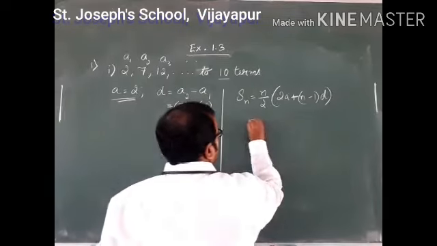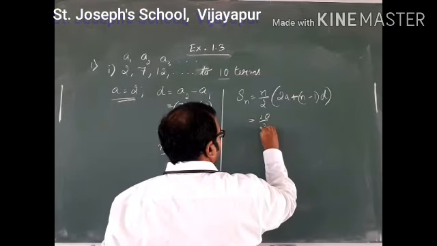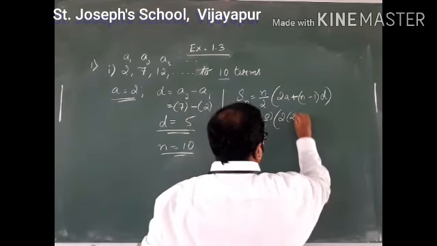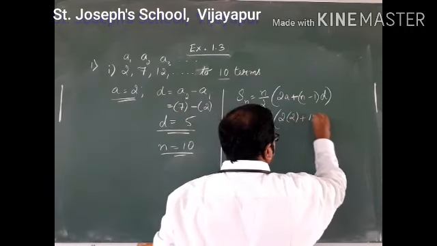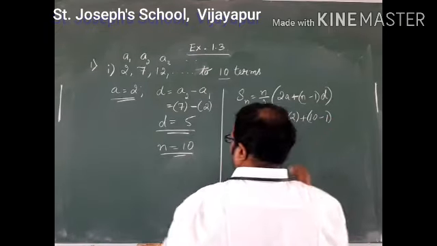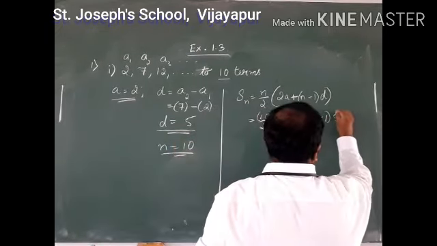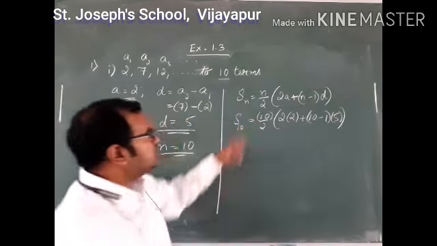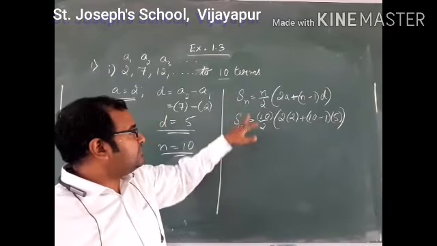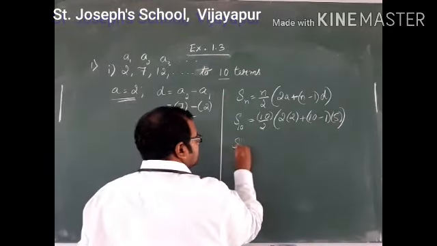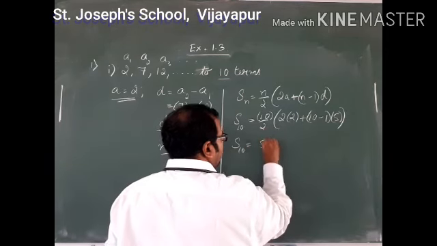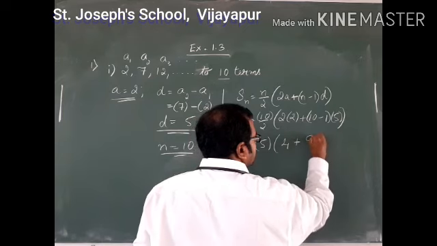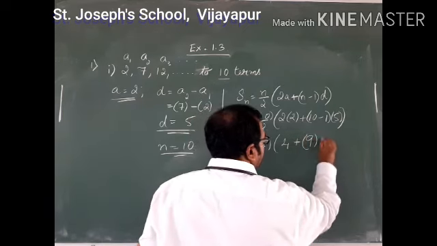Okay. Next, n by 2, which is 10 by 2, into 2 into a. a is 2, so 2 into 2, plus (n minus 1), where n is 10, into d. d is 5. So this is S10 by the way, because they have asked for the sum of 10 terms. So Sn becomes S10. Once more, S10 is equal to 10 by 2, which is 5, into 2 twos are 4, plus 10 minus 1 being 9, into 5.